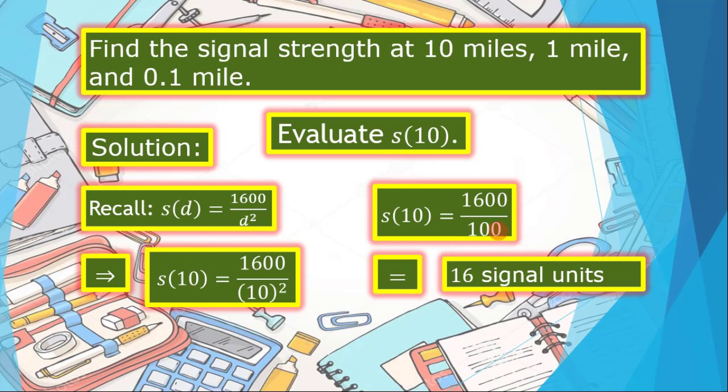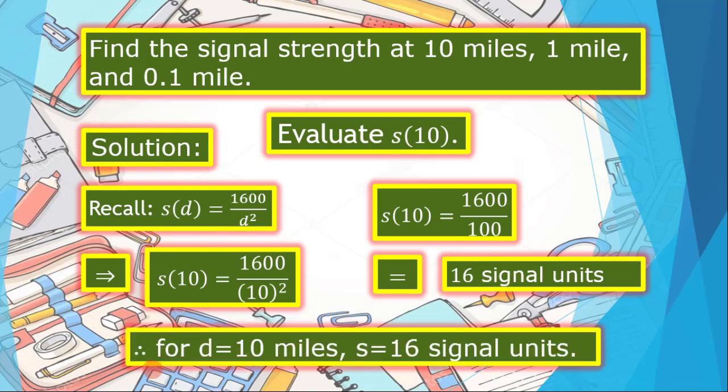So we just have to cancel out the 2 zeros from here and in the numerator. So 16 over 1 is 16. So therefore, this is a symbol for therefore. Therefore, for D equals 10 miles, the strength signal is equal to 16 signal units.